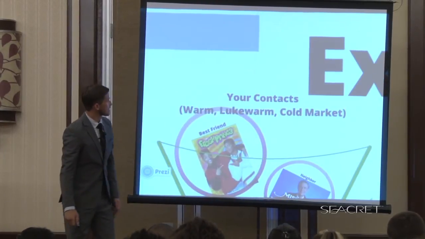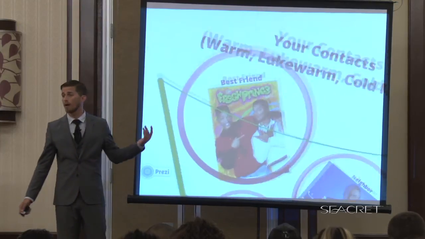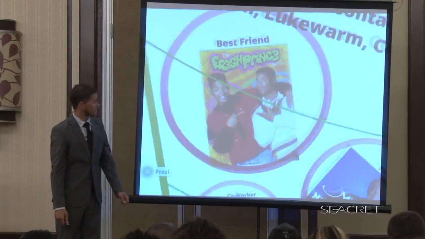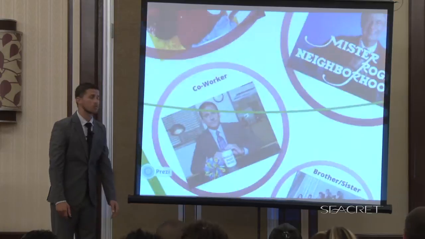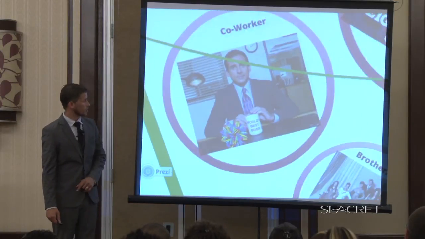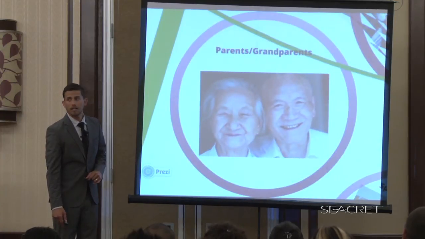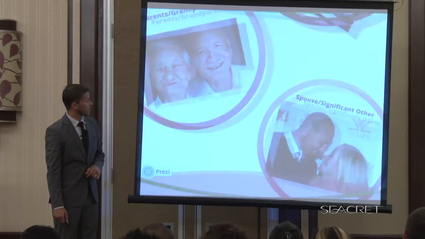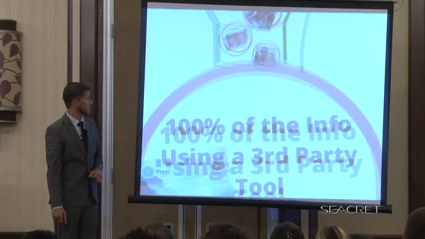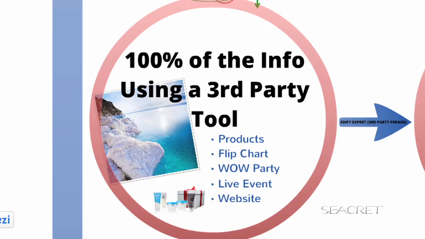In this funnel, you guys, this is your contacts, your warm, lukewarm, cold market, whatever it is. This is your best friends, Fresh Prince of Bel-Air. This is your neighbor, Mister Rogers' neighborhood, right? We got your coworkers, the guy from The Office, Joe's favorite show. Brothers and sisters, right? That was a joke, kind of, not really. Anyways, parents and grandparents. Right? We got spouses, significant others. They go in, you show them 100% of the information, okay?